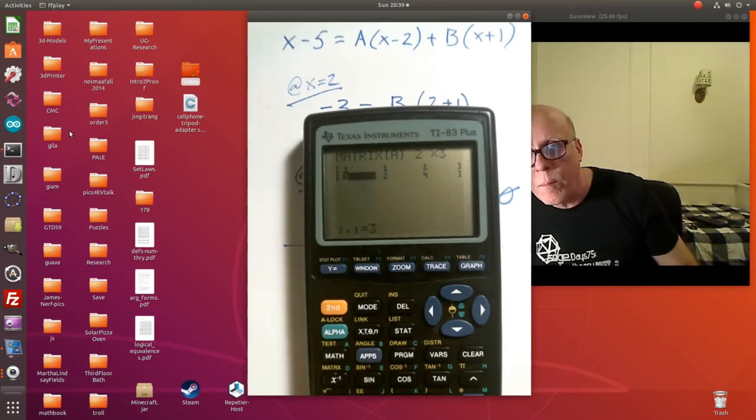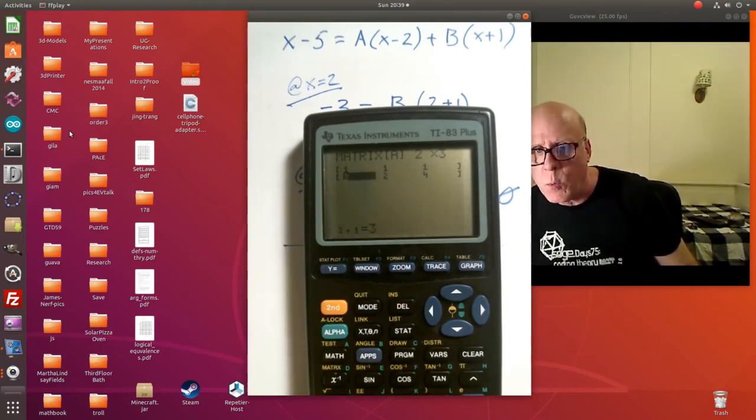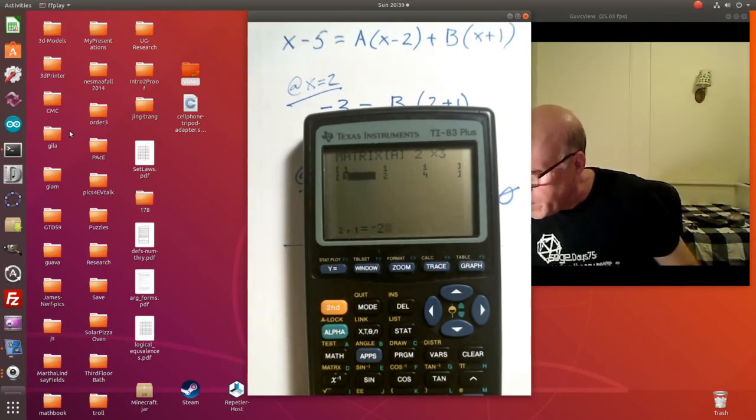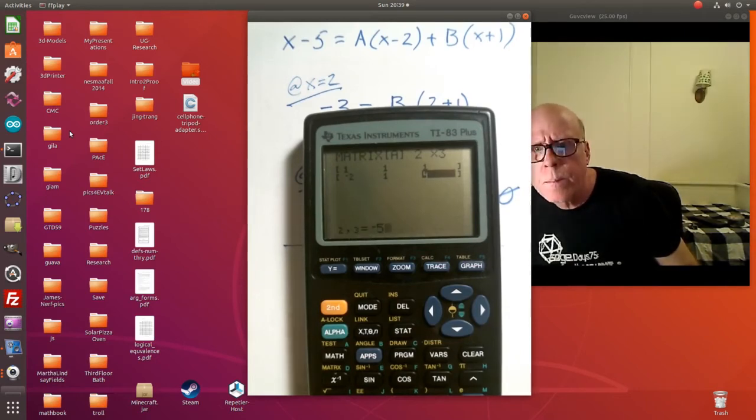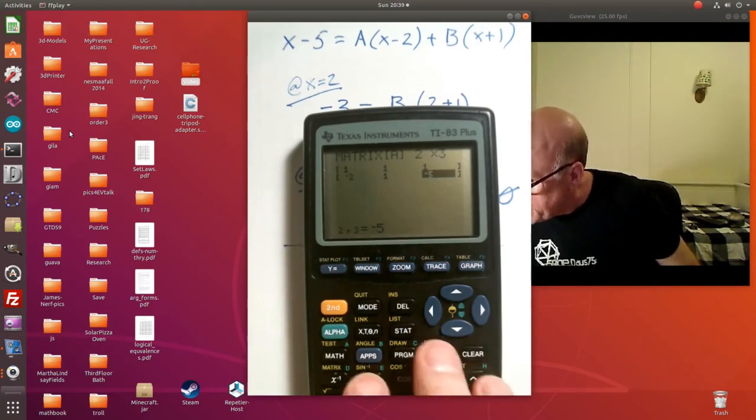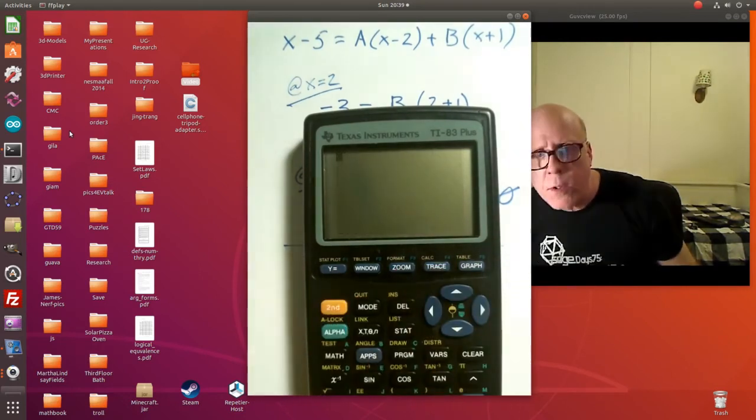It was 1 times A plus 1 times B equals 1. And in the bottom row, it was negative 2 times A plus 1 times B is equal to negative 5. Cool. So I've just edited that matrix. Let me just quit out of this screen.